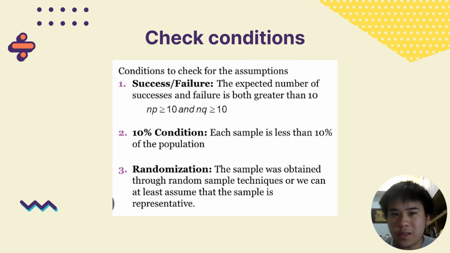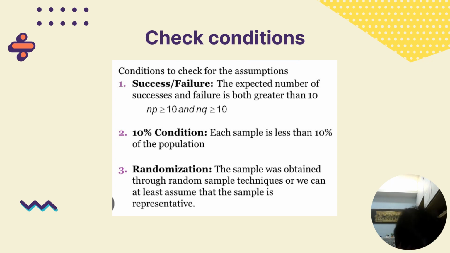Now, check conditions. This is also really important. Whenever you're performing different tests, always be sure to check conditions, except if the question itself states that you assume all the conditions are met, then you don't need to waste your time checking conditions. But most of the time, remember to check conditions before you start going through your tests. Okay. So we have success and failure. That's the first one you see: the expected number of successes and failures need to both be greater than 10. So n times p needs to be greater than 10.